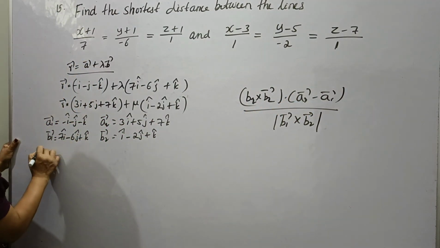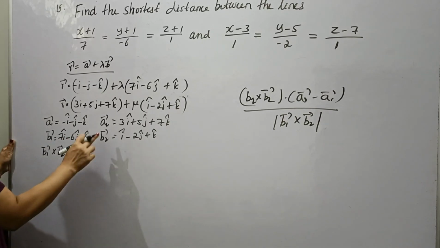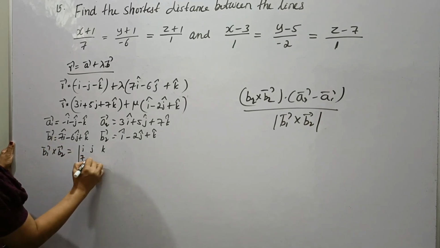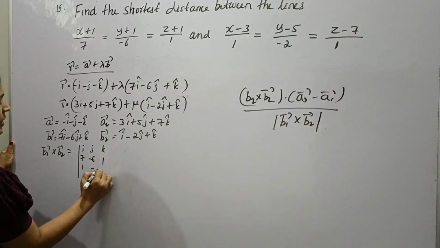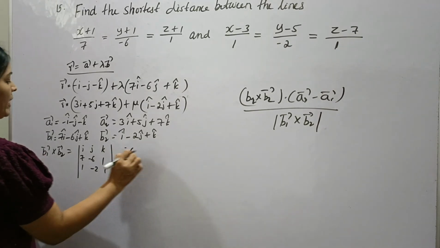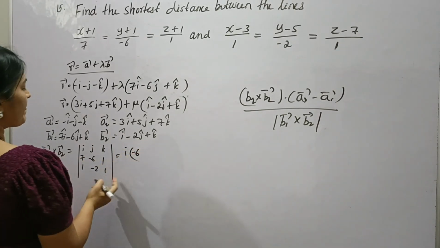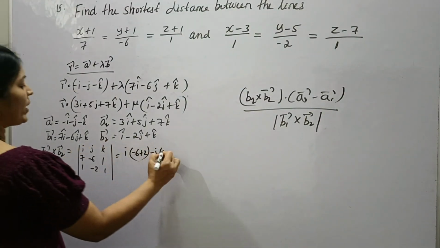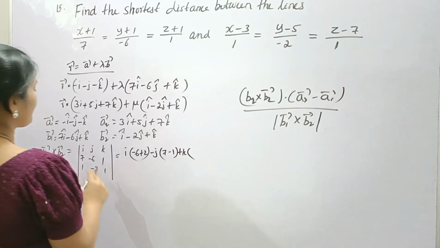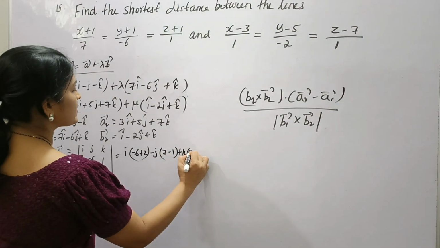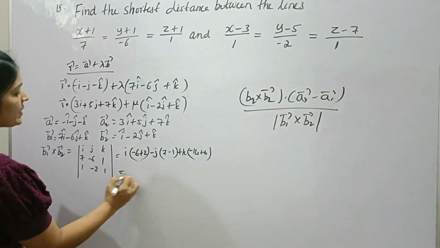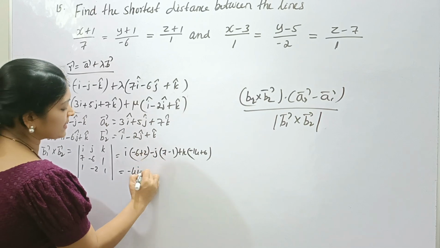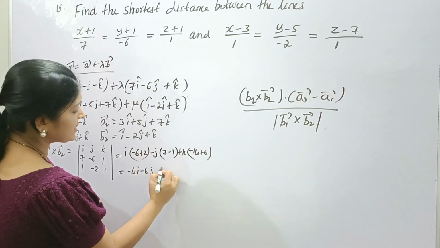So let's find vector b1 cross vector b2. Vector b1 cross vector b2 is the determinant with rows i, j, k; 7, minus 6, 1; 1, minus 2, 1. That is equal to i into minus 6 minus minus 2, plus 2. Minus j into 7 minus 1, plus k into minus 14 plus 6. That is equal to minus 4i, minus 6j, minus 8k.